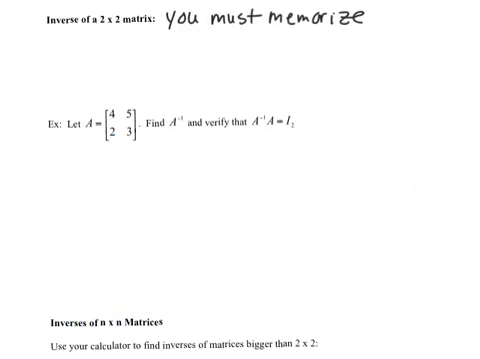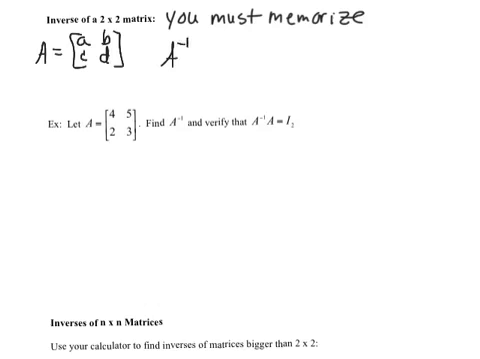You're going to need to memorize the formula for finding the inverse of a 2 by 2. Anything bigger than a 2 by 2, and you're going to use your graphing calculator. But let's say, so here's the formula for it. Let's say matrix A has elements a, b, c, d. These are the entries for matrix A. Then here's how you find its inverse.